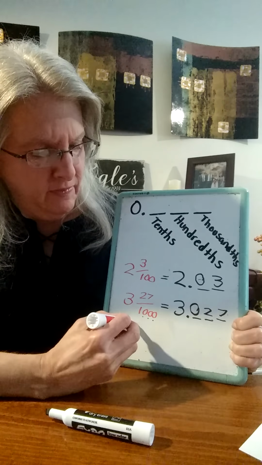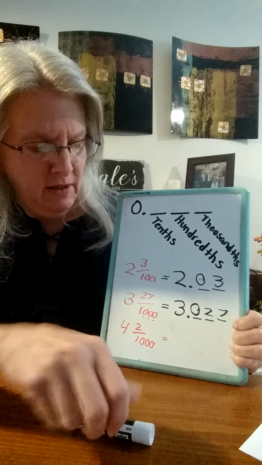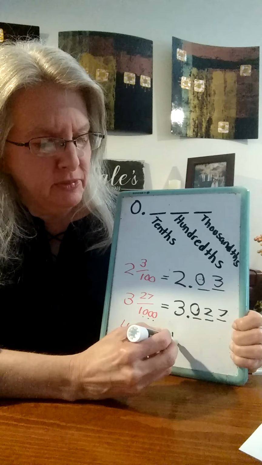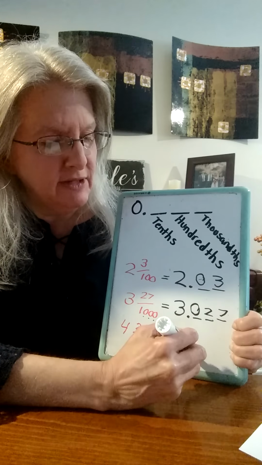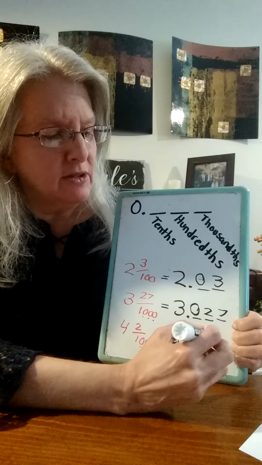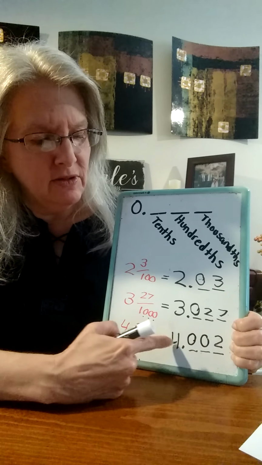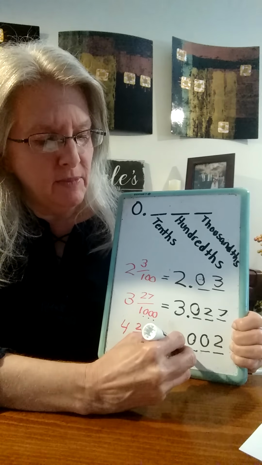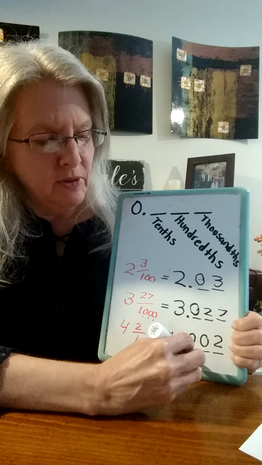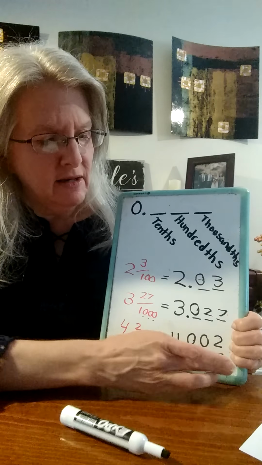Let's do 4 and 2 1,000ths. We would have 4 for our whole number. We put the decimal to indicate we're going to the fractions. We're in thousands place. I see 3 zeros. We're going to have 3 places we fill in. And we only need 2 thousandths. So our last place is going to be the 2. We'll fill in the others with zeros. 4 and 2 thousandths. Remember, if you had written it this way, 4.200, you would have 200 thousandths, not 2 thousandths.